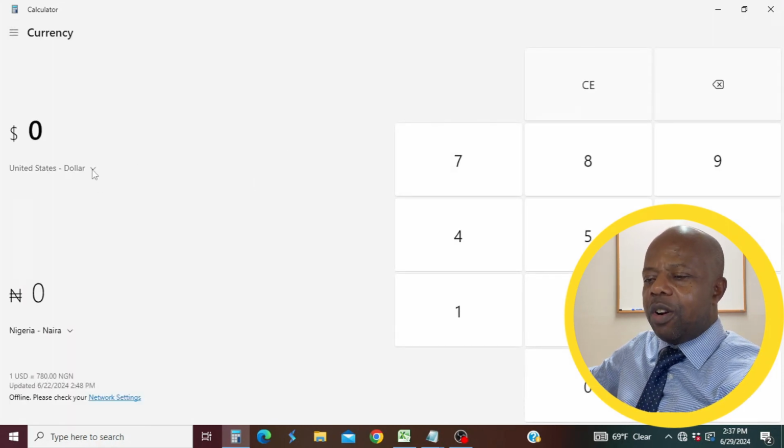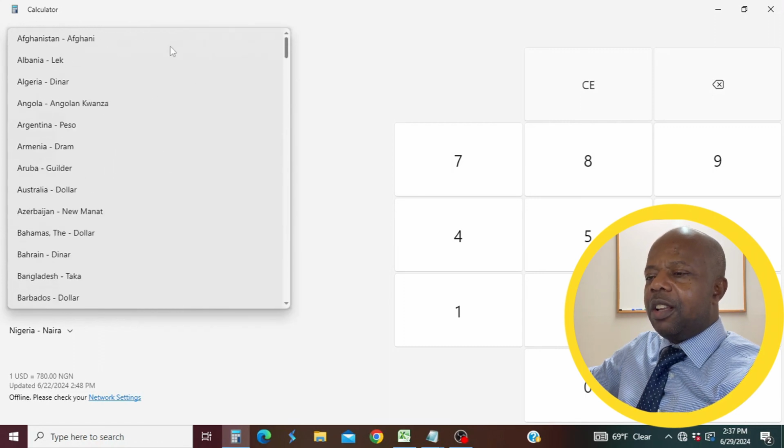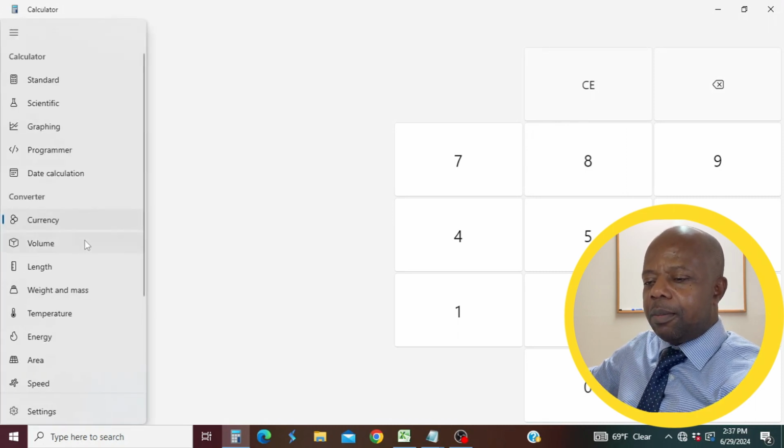Currency, you can go into this and look at the currency of different countries. Based on the current interest rate, it can tell you what the value is.